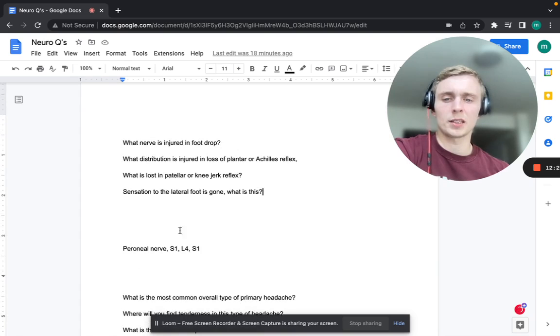So foot drop, that's going to be the peroneal nerve there on the side, which extends the foot as well and also leads to that foot drop, or rather everts the foot. S1 is going to be injured in plantar or Achilles reflex. L4 is going to be the patellar knee jerk reflex. And S1 is going to be the loss of sensation to the side of the foot there.